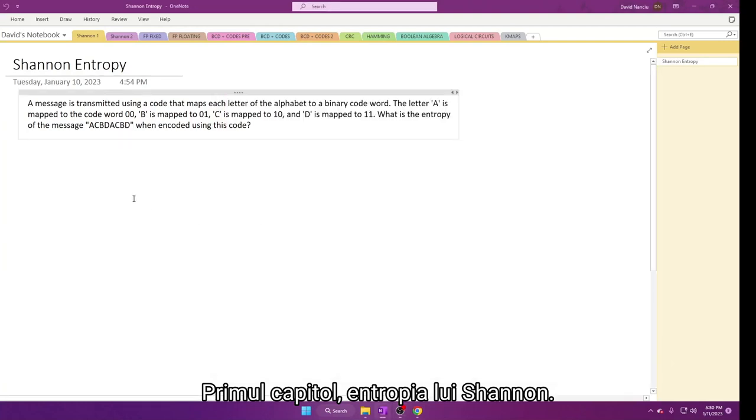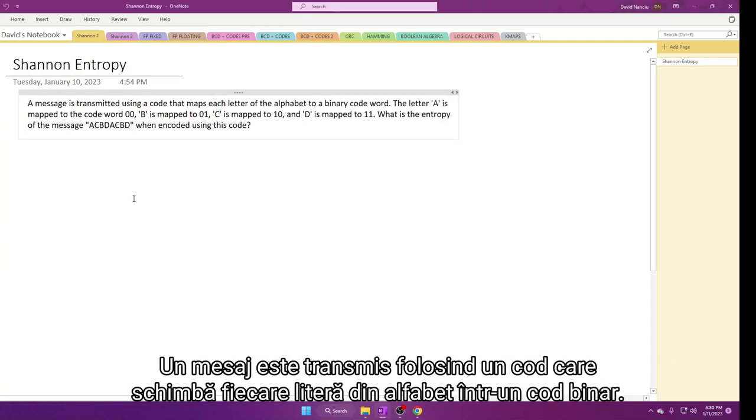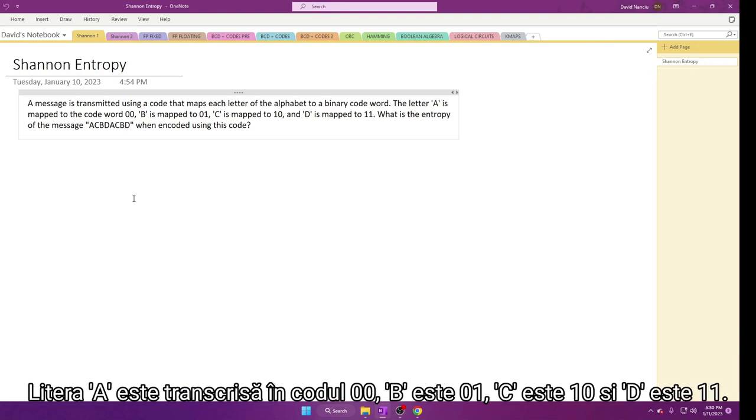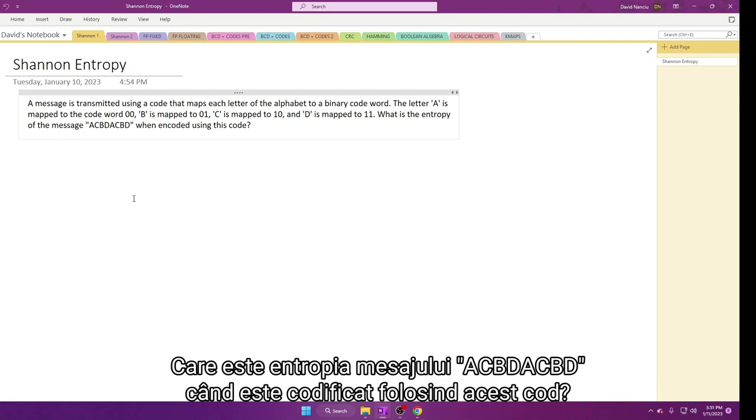First chapter, Shannon entropy. A message is transmitted using a code that maps each letter of the alphabet to a binary code word. The letter A is mapped to the code word 00, B is mapped to 01, C is mapped to 10, and D is mapped to 11. What is the entropy of the message ACBDACBD when encoded using this code?